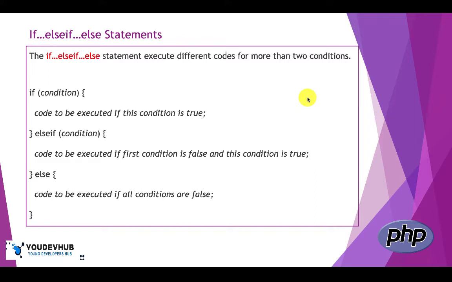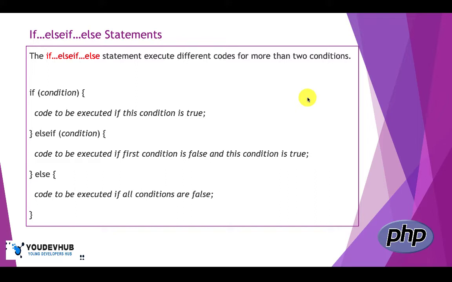So let's take a scenario where you have three options, say an exam where the grade can be either A, B, or C. If the student scores A, it executes A. Else, it checks if the student scores B, and if so, it outputs that the student scored B. Else, finally, if the student doesn't score A or B, it outputs C.